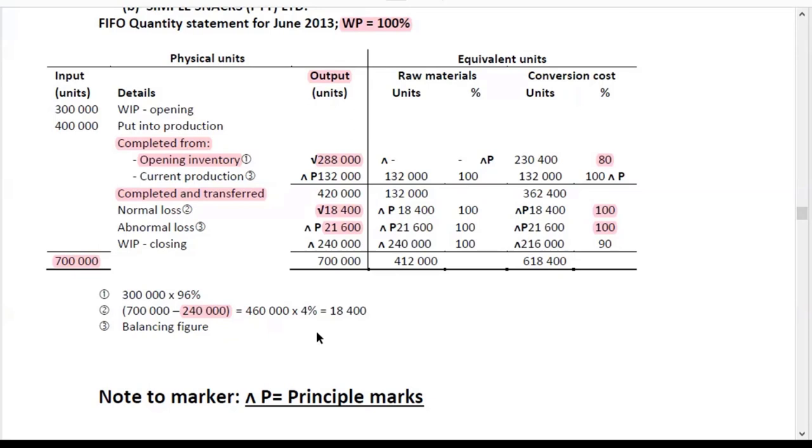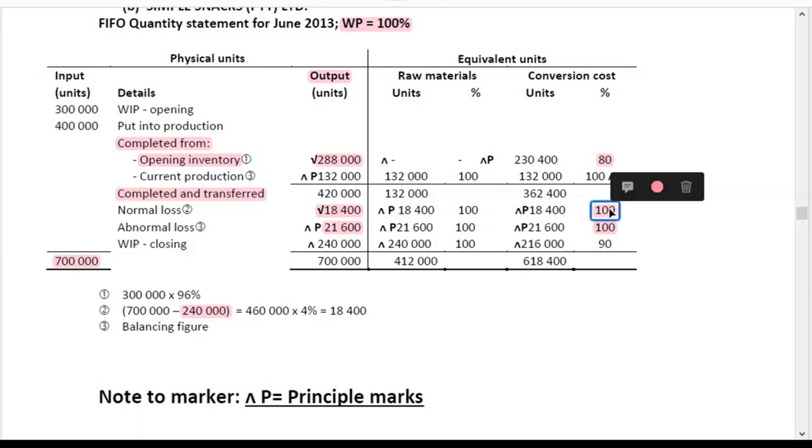Yeah. All right. So that was the homework. But just please note the principal marks. You see how many principal marks are there? The only two things where it was a full mark that you needed to get correct were the opening inventory portion and the number. But understanding that current production needs to be a balancing figure, you get a principal mark. Understanding that your opening WIP needs to be a balancing figure, you get a principal mark.